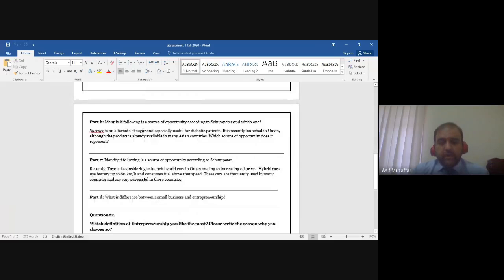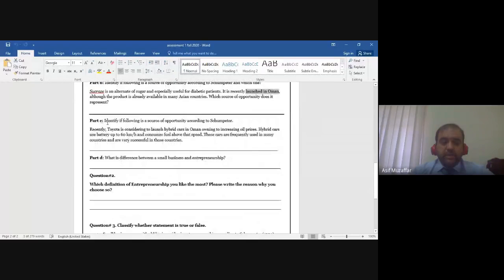Second, identify if the following is a source of opportunity according to Schumpeter and which one. Sucrase is an alternate of sugar and especially used for diabetic patients. It is recently launched in Oman. Look, this product is already in the market, in the world, but now it is launched in Oman. So that means it is to develop a new market for the old product. So developing a new market would be the right answer.